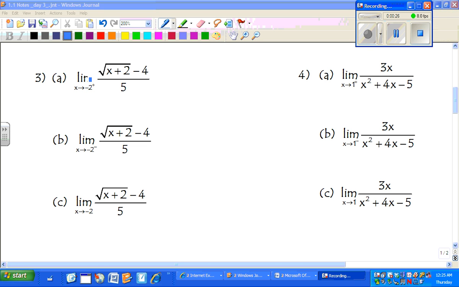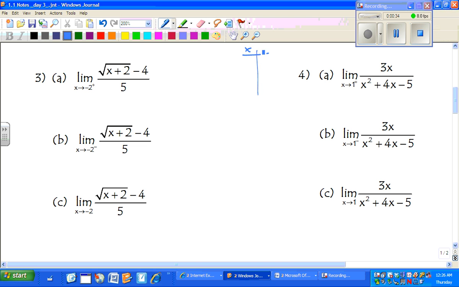Okay, we can start this one off kind of like number 1. We're approaching -2 from the right. So let's think of this using a table. -2 from the right, so to the right of -2, we would have -1.9. If we put -1.9 in here for x, -1.9 plus 2 is 0.1, so we get square root of 0.1 minus 4 over 5.